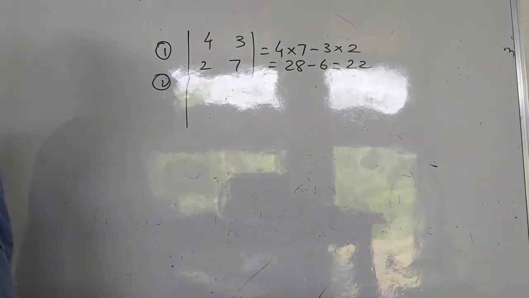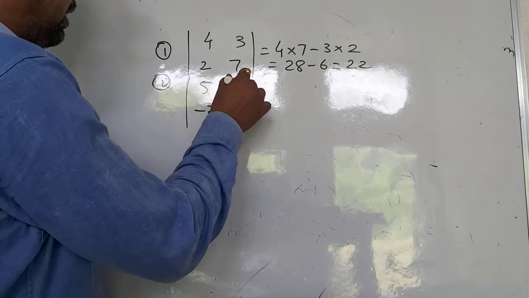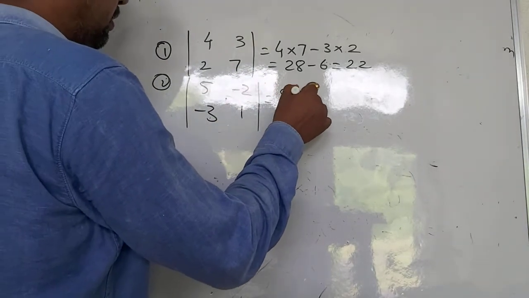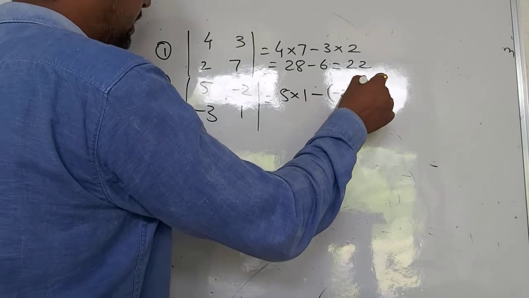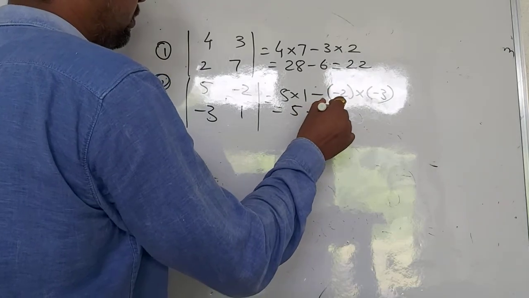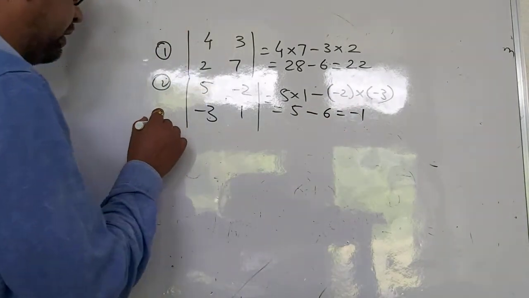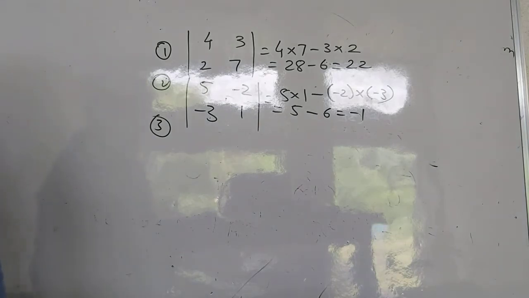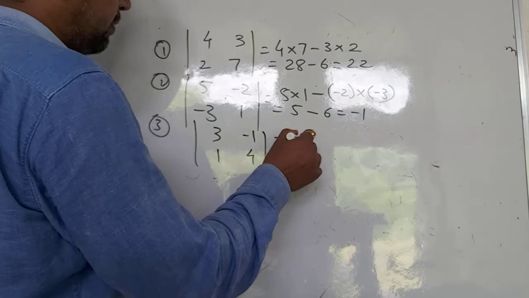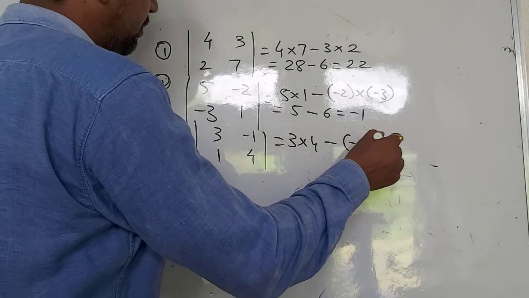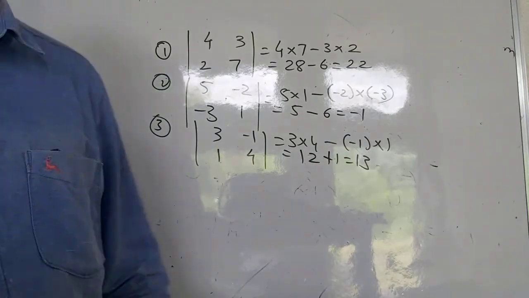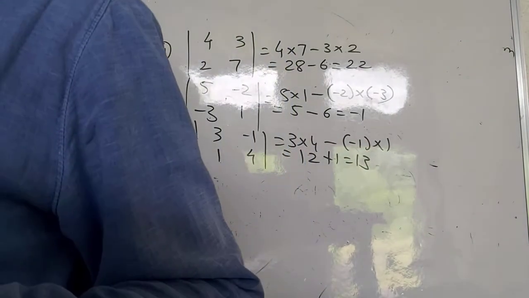Second is 5, minus 3 and negative 2, 1. So 5 into 1 minus, in bracket, minus 2 into minus 3. So 5 as it is, negative into negative is positive, 2 times 3 is 6, so minus 1 will be there. Third is 3, 1, minus 1 and 4. Cross multiply: minus in bracket minus 1 into 1, 3 4s are 12, plus 1 will be 13. So in this way, the third question we have seen.